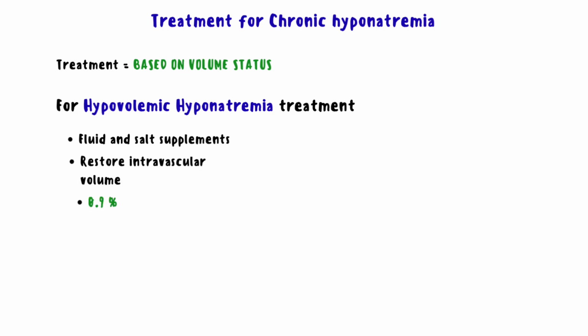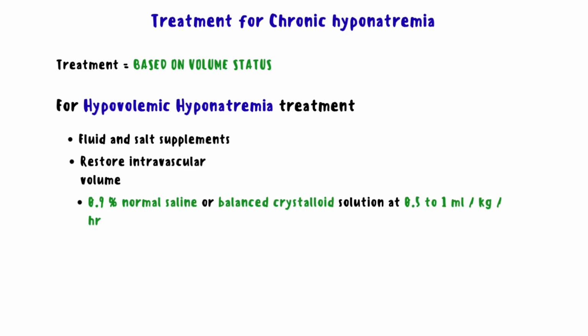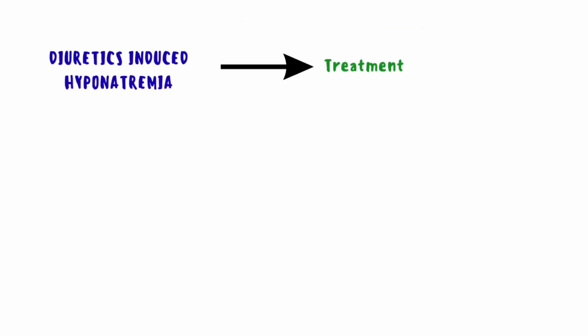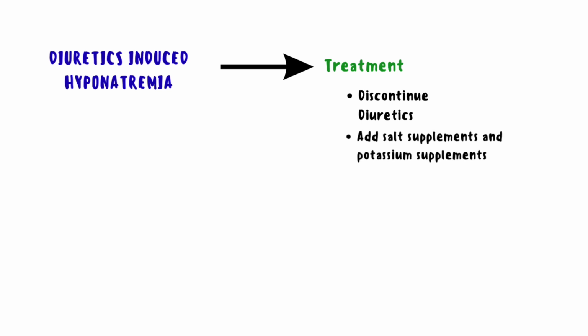The administration of 0.9% normal saline or balanced crystalloid solution at 0.5 to 1.0 milliliters per kilogram per hour effectively corrects hypovolemic hyponatremia. In most cases, restrict intake of simple water and low sodium containing oral or intravenous fluids like dextrose solution, 0.45% NaCl, or hypotonic solutions, because they may aggravate hyponatremia. Diuretic-induced hyponatremia is treated by discontinuing diuretic therapy, with a combination of salt supplementation and potassium to restore the deficit.